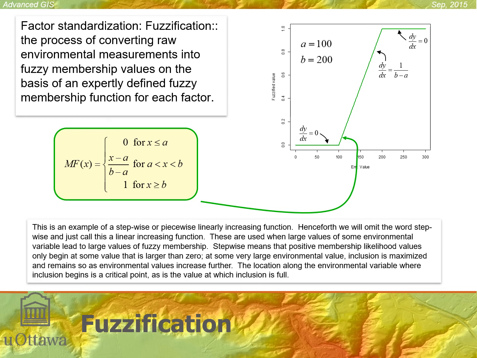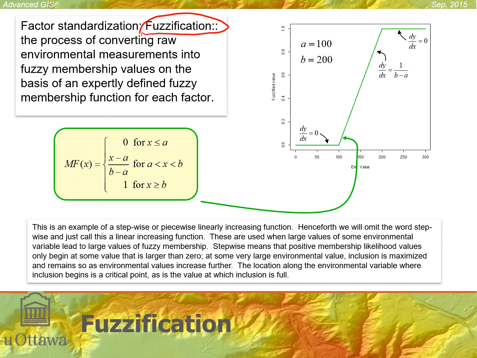So the factor standardization in fuzzy modeling is called fuzzification. Fuzzification is the process of converting an environmental value, like on the x-axis, to a fuzzified value, or what we call a membership value. And membership values always range between 0 and 1, and are proportions. The proportion of a particular environmental value that corresponds to the suitability for Kudzu establishment for a particular factor.